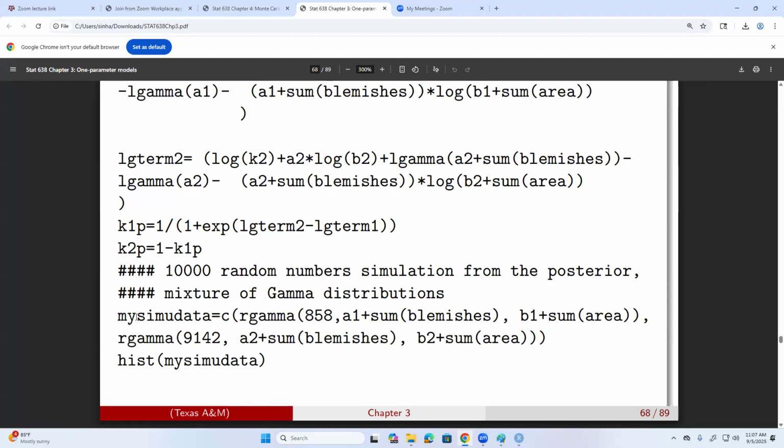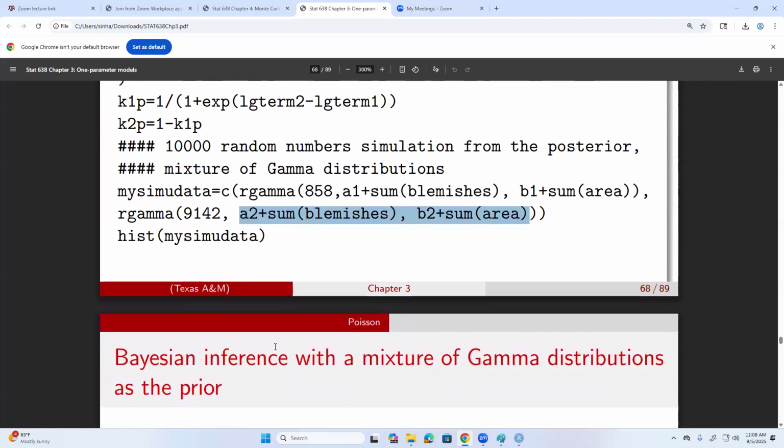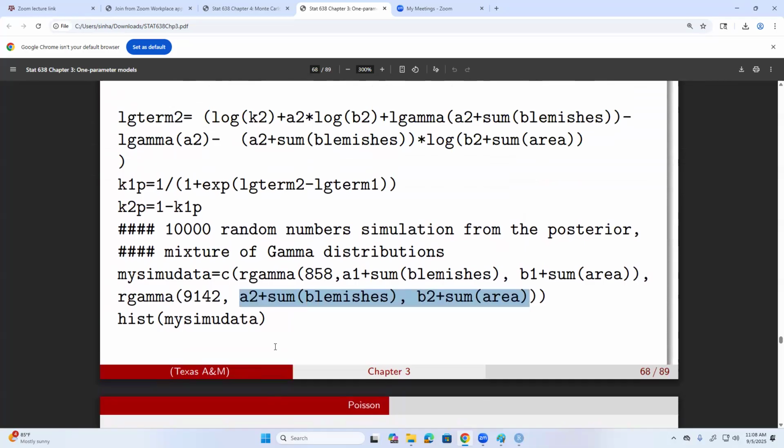So I simulated data, my simu data I call it, is I have simulated 858 gamma random variables from this distribution and 9,142 gamma random variables from this distribution, and then create the histogram. Questions? You have the code, copy, paste the code, understand what is going on.